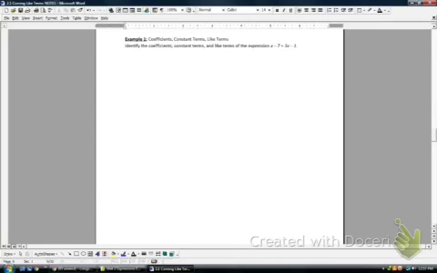So let's look at our first example. Our first example says identify the coefficients, constant terms, and like terms of the expression x minus 7 plus 3x minus 1. And I'm just going to go ahead and write down everything that we need to do just to make sure that I don't forget anything.